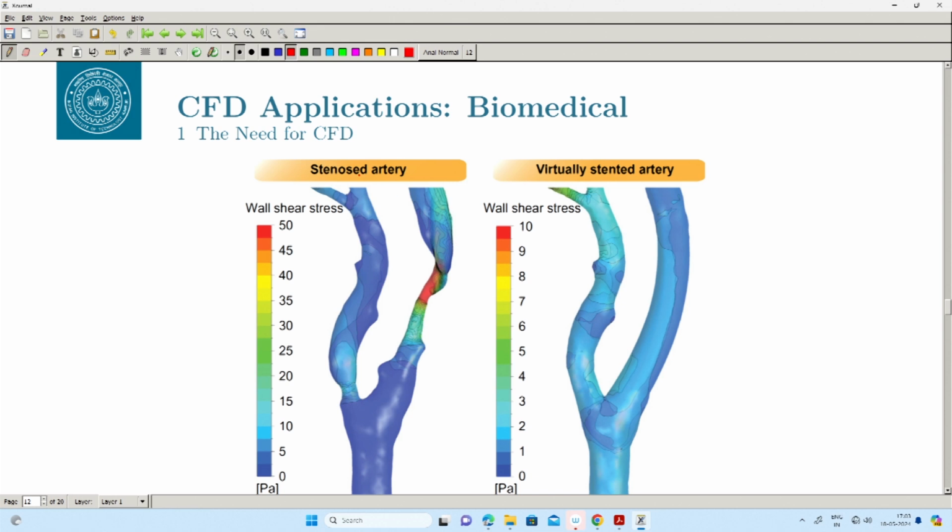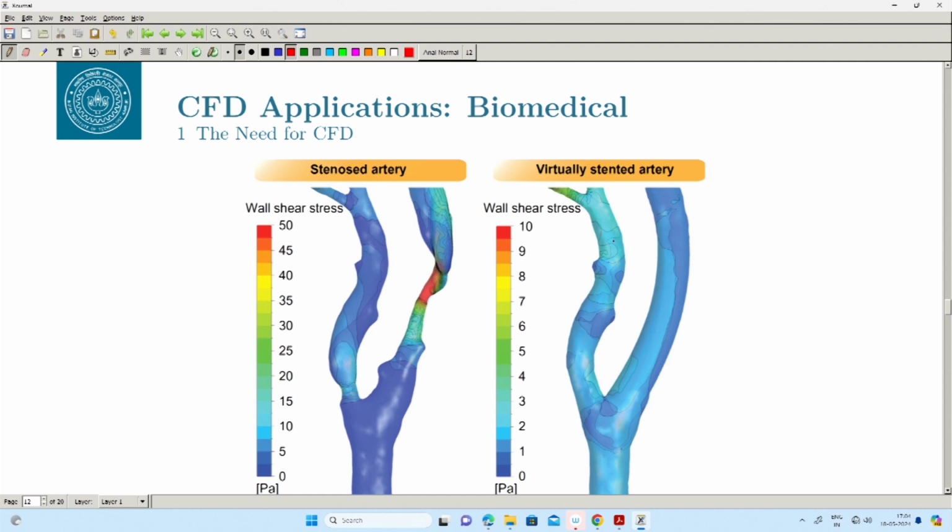So, what you see on the left is the stenosed artery, and on the right is the virtually stented, basically the CFD simulation. Okay. And you can compare one with the other, and you can probably arrive at a conclusion about how the stent might be behaving. And of course, before you do any CFD, you have to validate with a truth model, whether it is coming from an experiment or from real data. So, that validation is necessary for any CFD application, right.